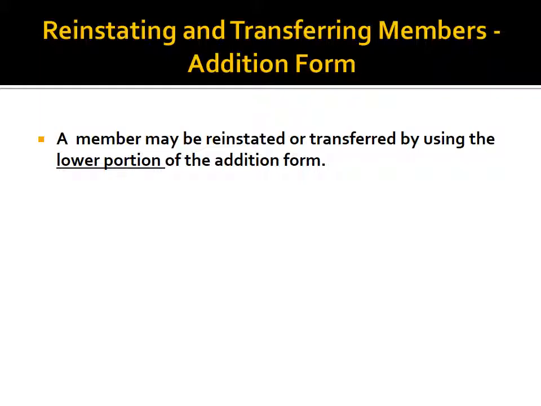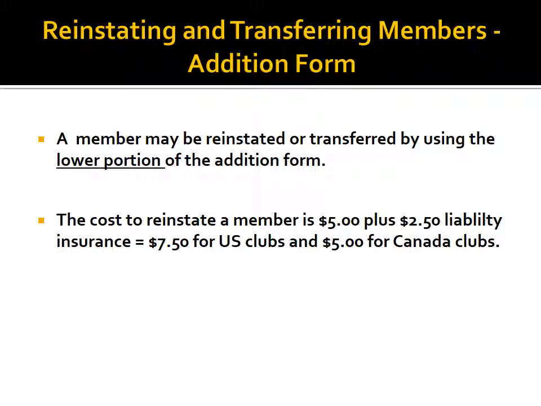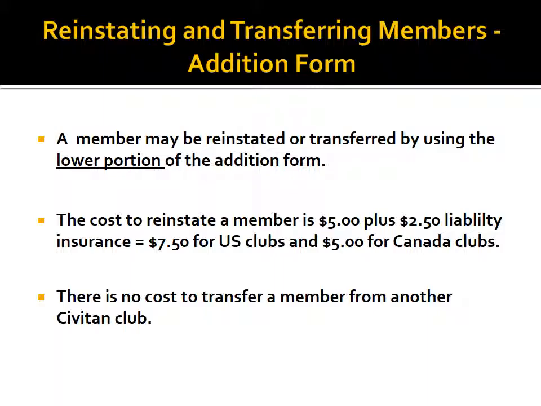Now we're going to discuss reinstating and transferring members, which are also included and submitted on the addition form. A member may be reinstated or transferred by using the lower portion of the addition form. The cost to reinstate a member is $5 plus $2.50 liability insurance, for a total of $7.50 for U.S. clubs and $5 for Canadian clubs. There is no cost to transfer a member from one Civitan club to another.